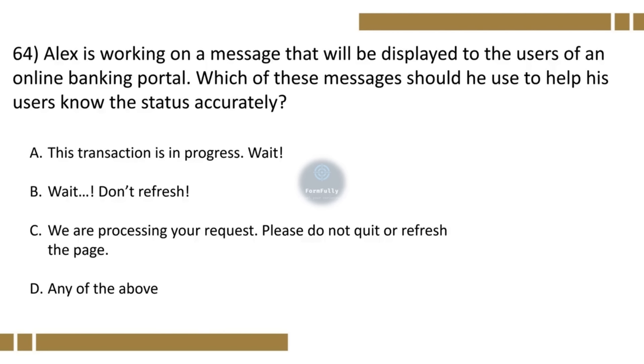Question 64. Alex is working on a message that will be displayed to the users of an online banking portal. Which of these messages should he use to help his users know the status accurately? A. This transaction is in process. Wait. B. Wait. Don't refresh. C. We are processing your request. Please do not quit or refresh the page. D. Any of the above. The correct option is C.